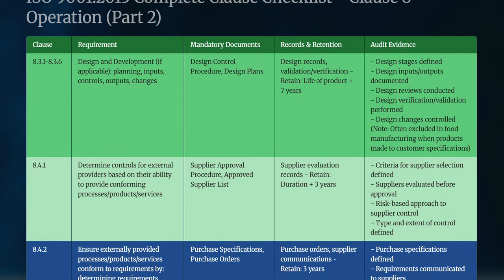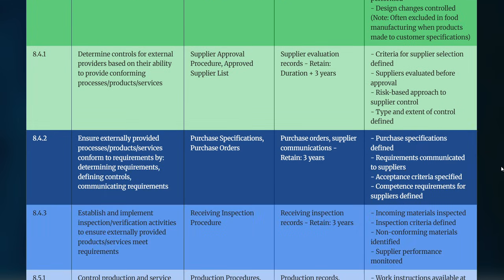The documents you need to have here are a design control procedure and a design plan. For records retention, you need to keep the design records and validation or verification records and retain them for the life of the product plus 7 years. The audit evidence you need to present here is proof of design stages being defined, design inputs and outputs being documented, design reviews being conducted, design verification and validation being performed, and design changes being controlled. And note here, often this is excluded, as we say, in food manufacturing when products are made to customer specification. And then when we move to Clause 8.4.1, it requires you to determine controls for external providers based on their ability to provide conforming processes, products, and services.